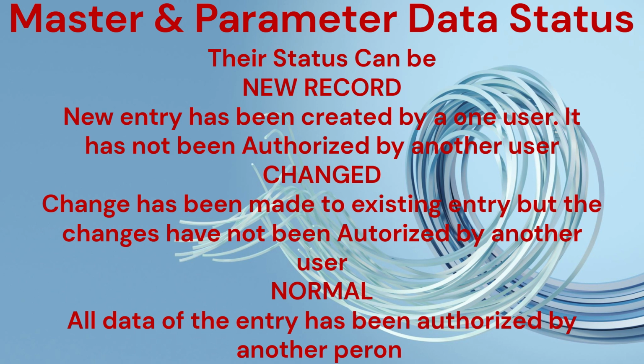Changed: a change has been made to an existing entry, but the changes have not been authorized by another user. For example, a partner account credit limit is changed by 1 user and still not approved by another user. The new credit limit will not be used until it is authorized by another user. Normal: all data of the entry has been authorized by another user.